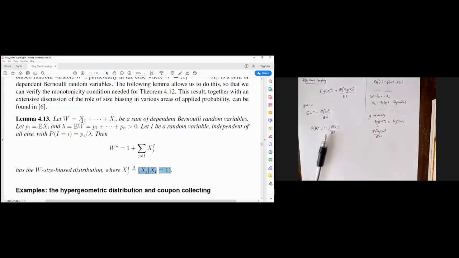So in particular, if these W's were independent, then all I'm doing is picking one of them according to their mean. This conditioning doesn't do anything, so I'm just replacing the one that I picked according to its mean by 1.